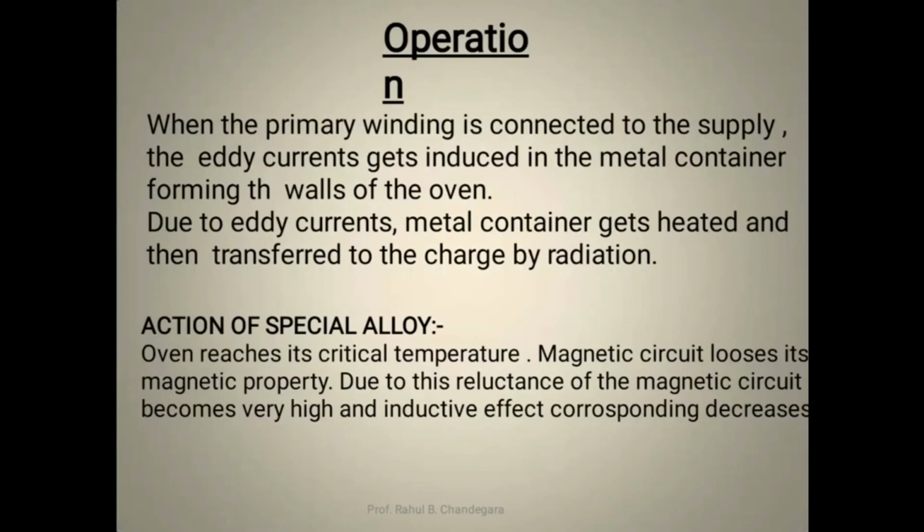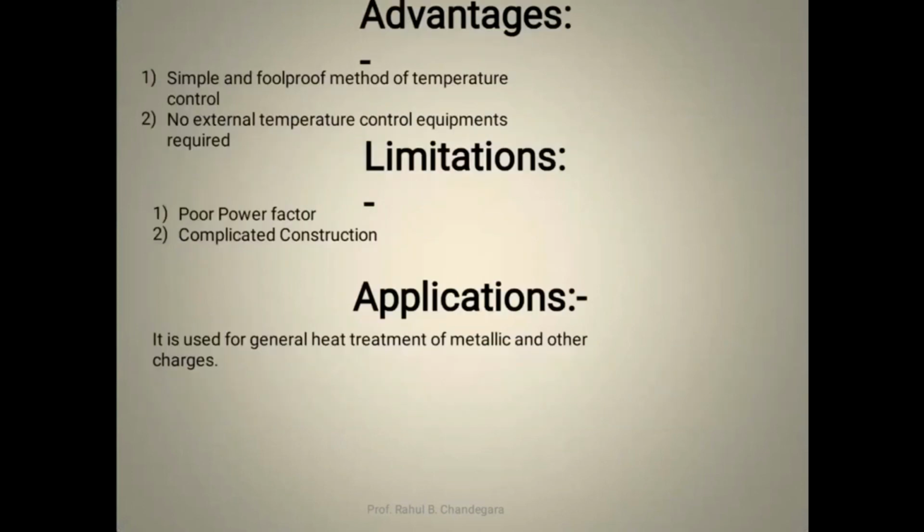When the oven reaches its critical temperature, the special alloy magnetic circuit loses its magnetic property. Due to this, the reluctance of the magnetic circuit becomes very high and the inductive effect correspondingly decreases. Now the advantage of this method is that it is a simple and foolproof method of temperature control. No external temperature control equipment is required. Limitation: poor power factor and complicated construction. A main application of this method is general heat treatment of metallic and other charges.